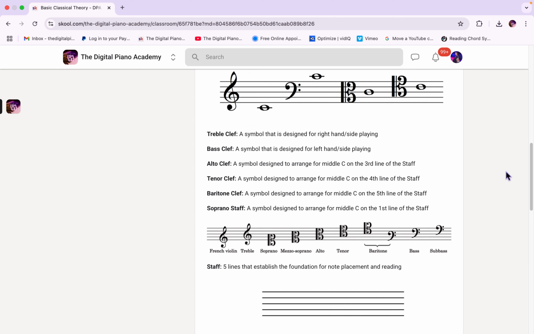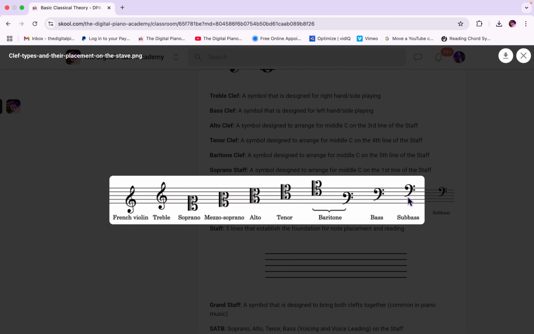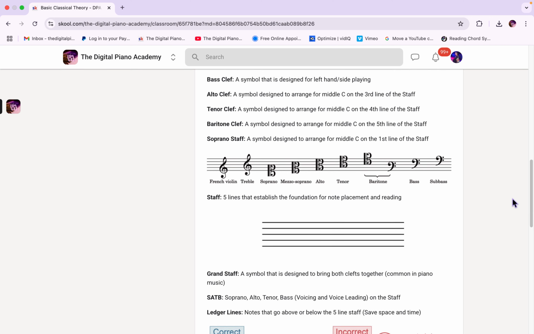And as you can see here is a better understanding of the different types of clefs that you will come across. You typically are going to stay within the treble and the bass clef, and maybe you will encounter alto clef. As for the other clefs, that's if you are doing voice and/or if you're using strings, or if you're using some kind of deeper brass instrument, then you would come across those as well.